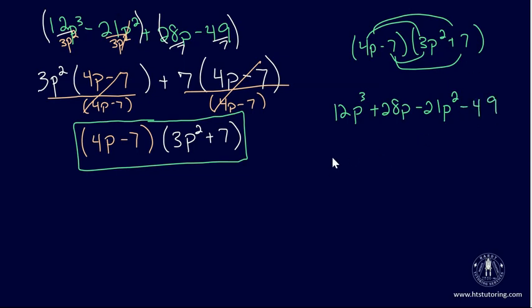And I'm going to write this in standard form, so decreasing exponential order. So I have 12p cubed minus 21p squared plus 28p minus 49. And that is indeed what I started with up here, so we did factor it correctly.